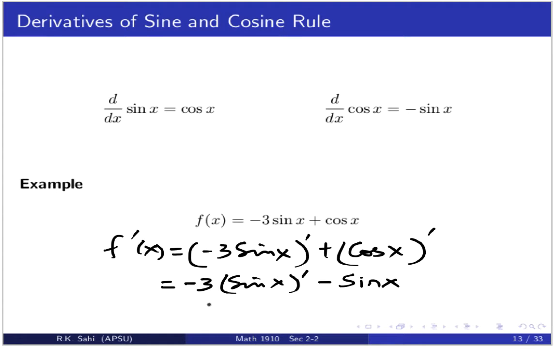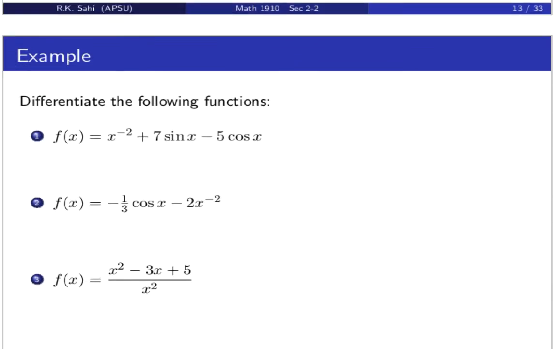Now the first expression in this function, the differential of sine, we know is cosine, so your final answer is negative 3 cosine x minus sine x. Let's go ahead and do some more examples.